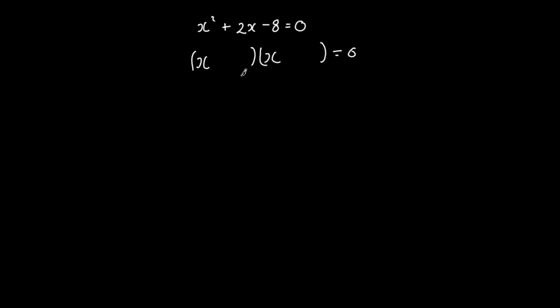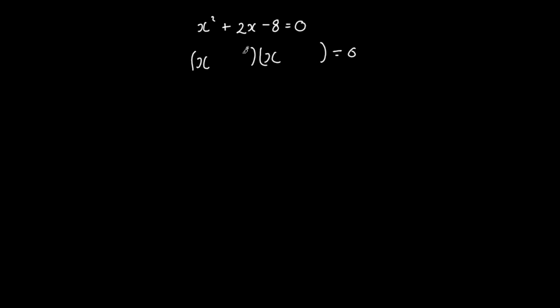Normally there are two questions you want to ask yourself. What two numbers can I multiply to give me -8? And if I were to add them, it would give me +2, which is the coefficient of this x over here.